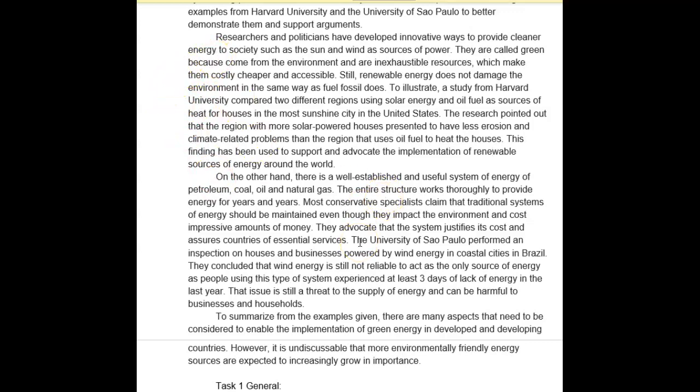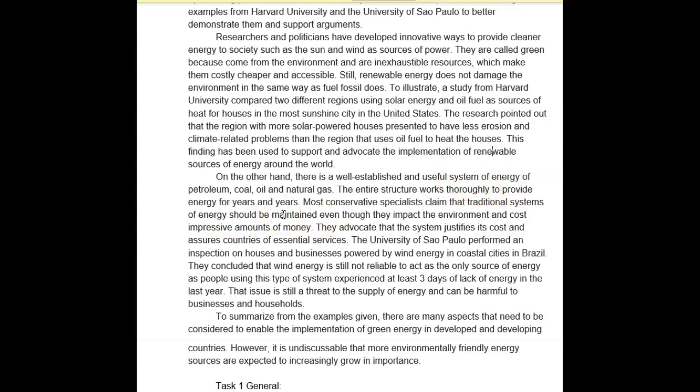So if you need an expression which shows some sort of contrast, that you're changing sides, then you can simply say, having said that, that being said, in contrast, despite what has been mentioned, any of those would be appropriate. So, despite what has been mentioned, there is a well-established and useful system of energy of petroleum, coal, oil, and natural gas. The entire structure works thoroughly to provide energy, not works thoroughly, wrong tense, because you've got this for years and years. So this should be instead, the entire structure has worked thoroughly to provide energy for years and years.